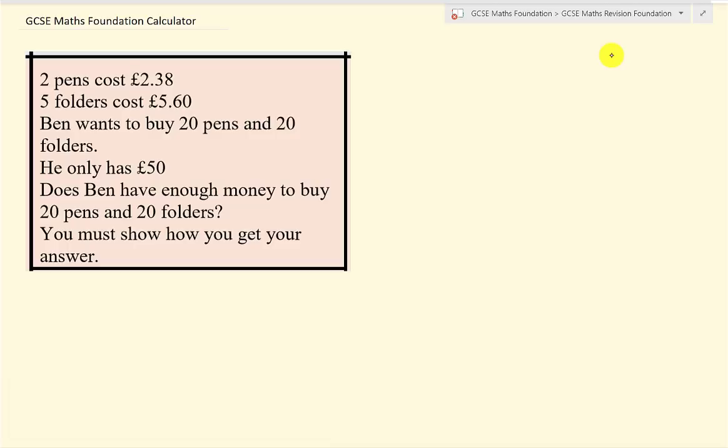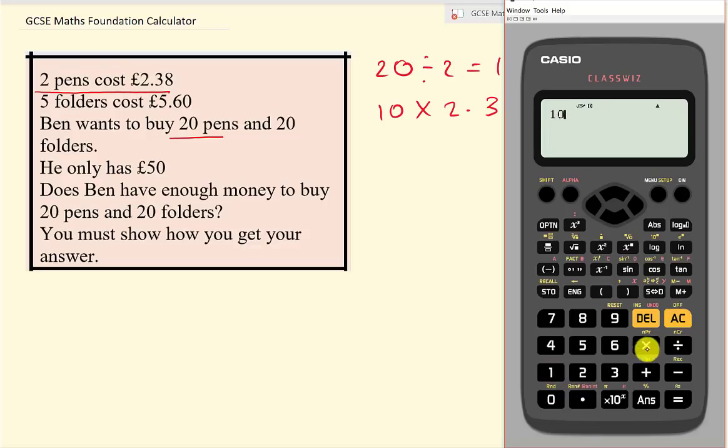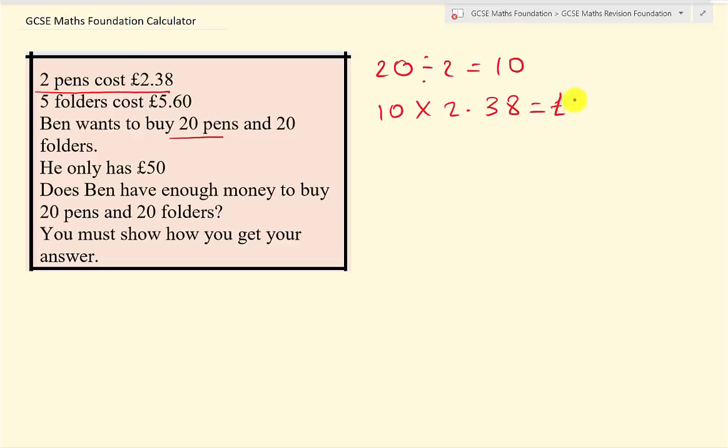Okay, so we have first of all pens. 2 pens cost £2.38, and Ben wants to buy 20 pens. So let's work out how much he's going to spend, because he's buying 20 pens in lots of 2 pens. So we need to find out how many lots of 2 pens he needs to buy. 20 pens divided by 2 is 10 lots of 2 pens. Each lot costs £2.38, so it'll be 10 times £2.38. If you're not sure, use a calculator. 10 times 2.38, and change it to decimal by pressing the SD button, that gives us £23.80.